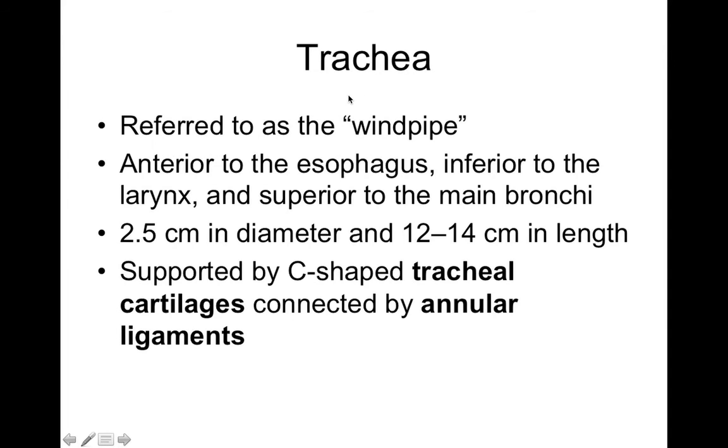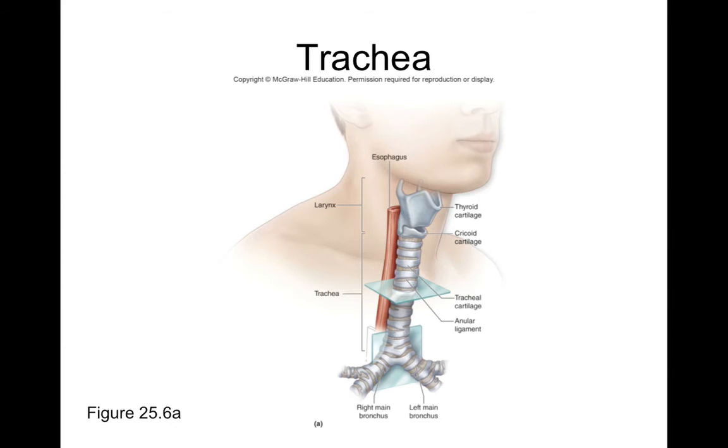The trachea is also your windpipe, you guys, and it's just inferior to your larynx, right? It's not very long. It's like 12 to 14 centimeters in length and maybe about an inch wide. It's supported by tracheal cartilages as well as annular ligaments, and also lined on the inside by a pseudostratified ciliated columnar epithelium. So remember, here's the larynx, and just inferior to that, we have the trachea. So all of this is the trachea.